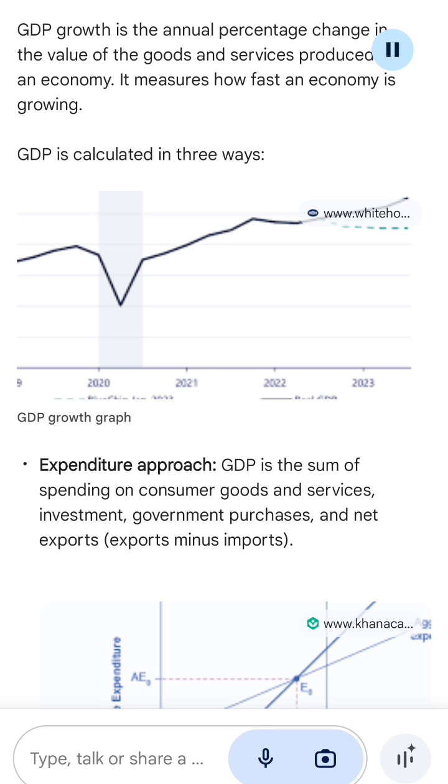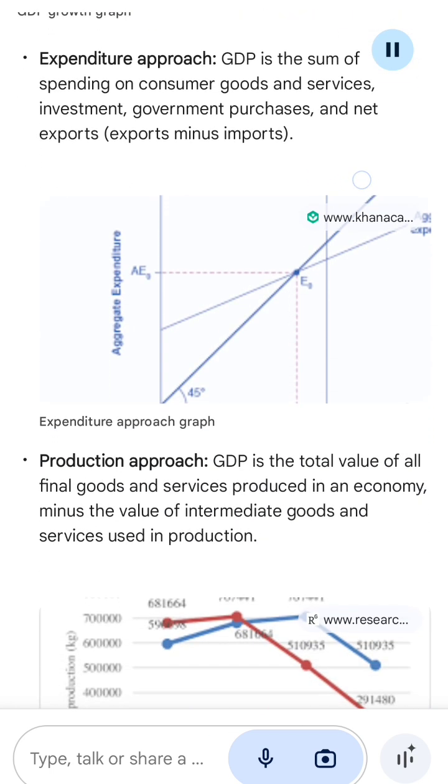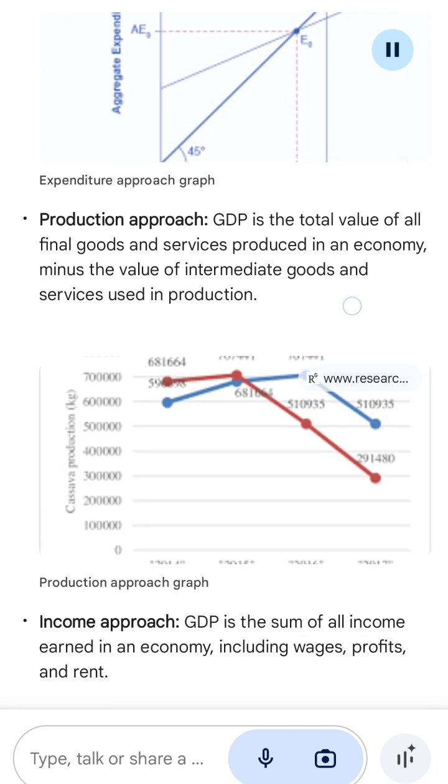Expenditure approach: GDP is the sum of spending on consumer goods and services, investment, government purchases, and net exports (exports minus imports). Production approach: GDP is the total value of all final goods and services produced in an economy, minus the value of intermediate goods and services used in production. Income approach: GDP is the sum of all income earned in an economy, including wages, profits, and rent.